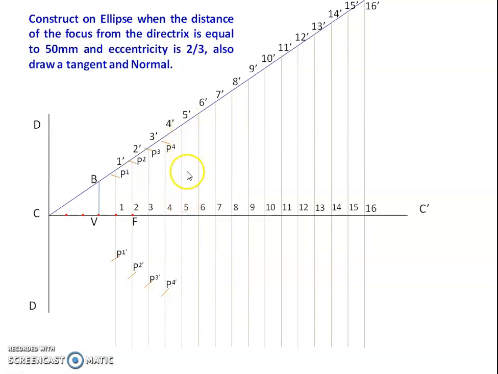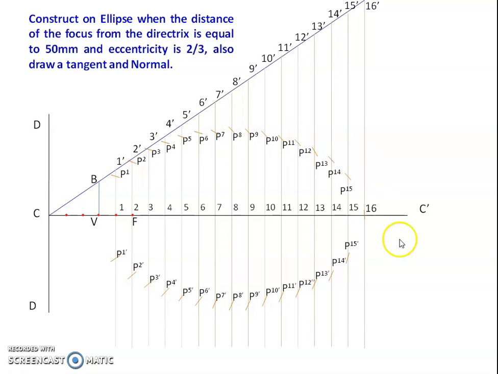Same with 5 dash as a distance, F as a center, you make an arc above and below and mark 5 dash. Similarly, you make 6 dash, 7 dash up to 16 dash as a distance, taking F as a center, you make an arc above and below, and likewise mark P1, P2, P3 dash. Likewise, you mention the names up to 15 and 16. That curve will be 16 dash as a distance, F as a center, you make a curve and mark 16 dash and P16 as a name.